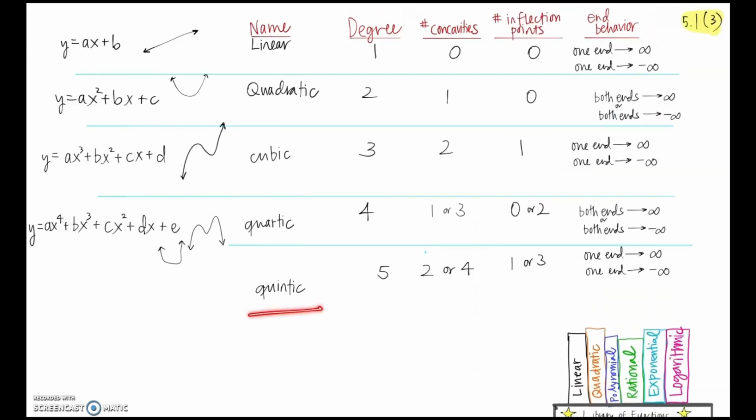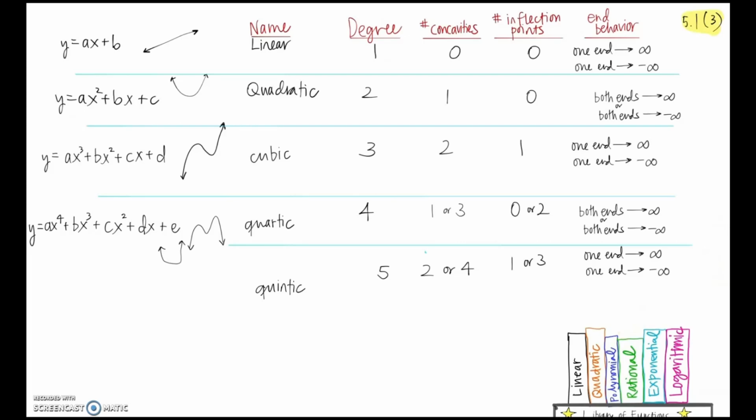So with quintic functions, we saw the degree was 5. I didn't bother to write it all out, but it follows the same pattern. You're just going to have a 5th degree x term. There are either 2 or 4 concavities. It could have either one, and that means there's either going to be 1 or 3 inflection points. And with this 5th degree polynomial, one end is going to shoot off to positive infinity and one end is going to shoot off to negative infinity.